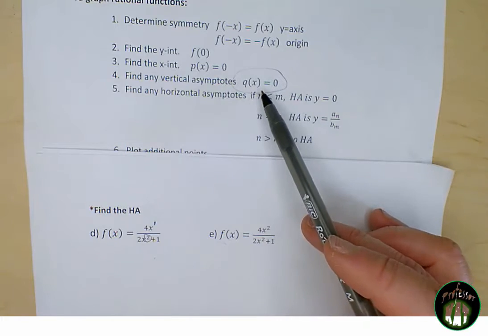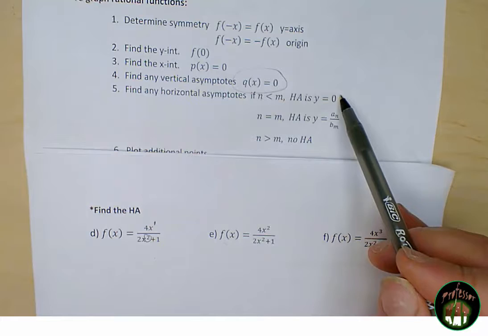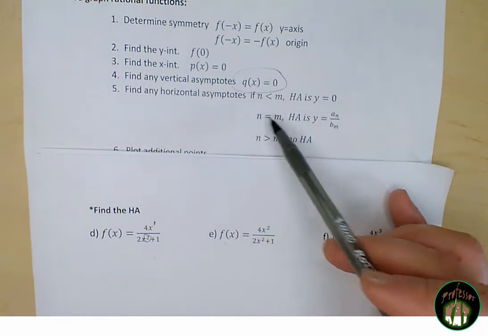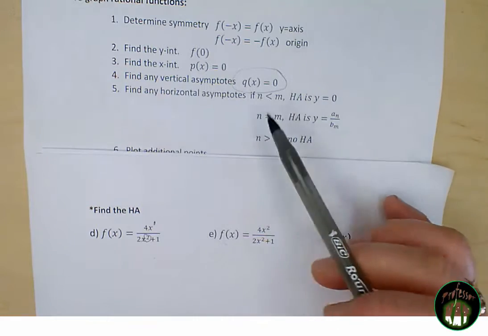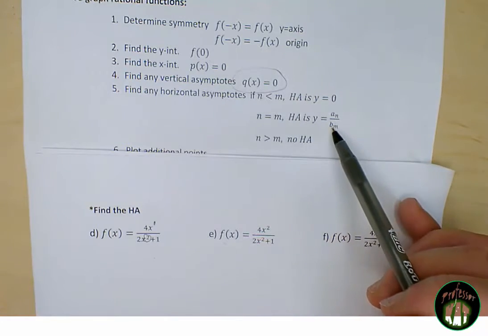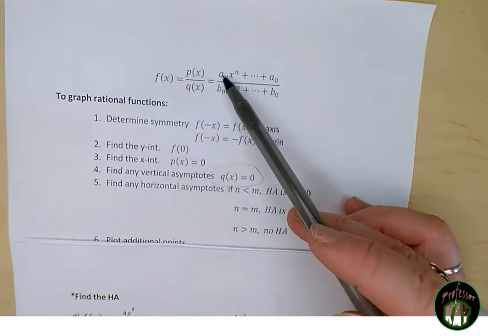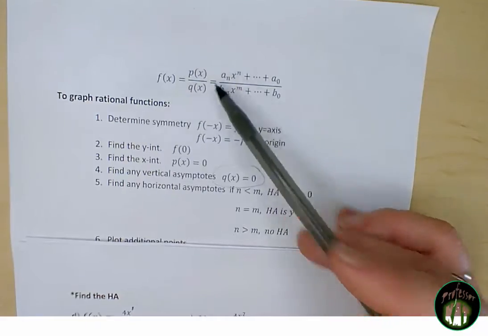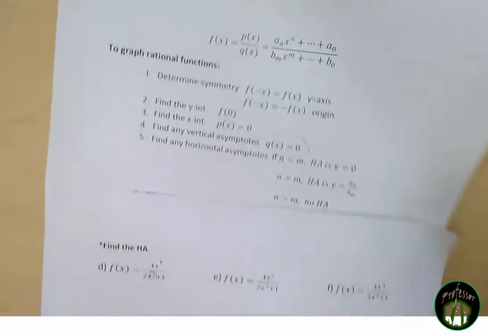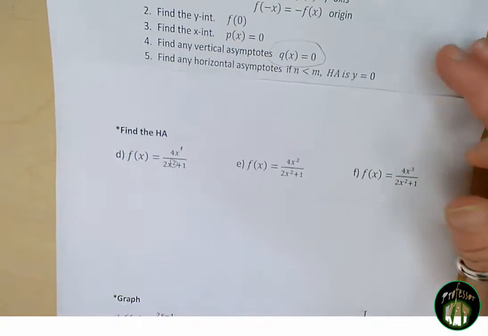So if the numerator degree is less than the denominator degree, your horizontal asymptote is going to be y equals 0. If they're equal to each other, if they're both the same, the top is a 3, the bottom is a 3, then your horizontal asymptote is equal to a sub n over b sub n. It represents the coefficient of those terms. I'm going to talk about that a little bit more when we get to the problem that involves that.